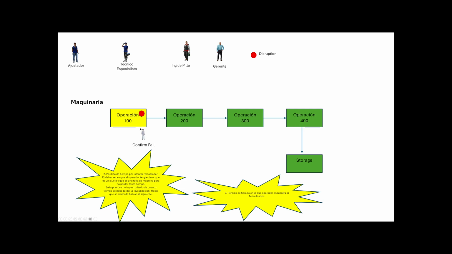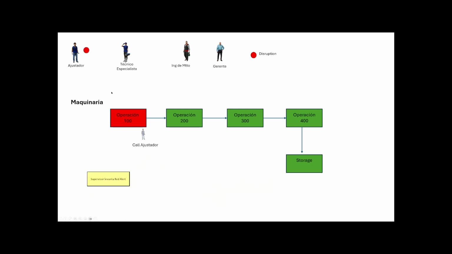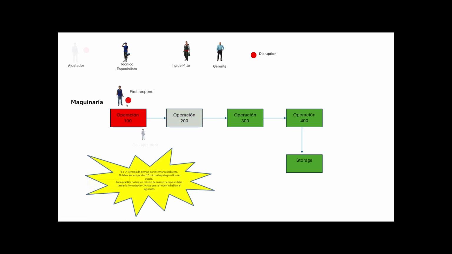So he's going to wait or use some time to try to figure out if he can fix it. And then if he can't, it will go to his team leader, and the team leader will say, well, let's call the adjuster. So the adjuster is called, and he comes and makes the first response.